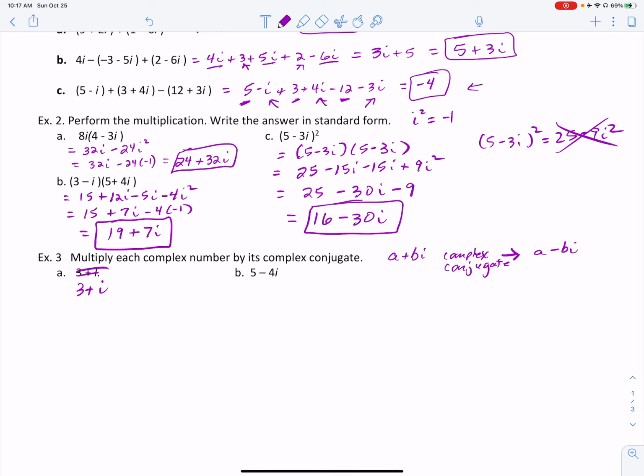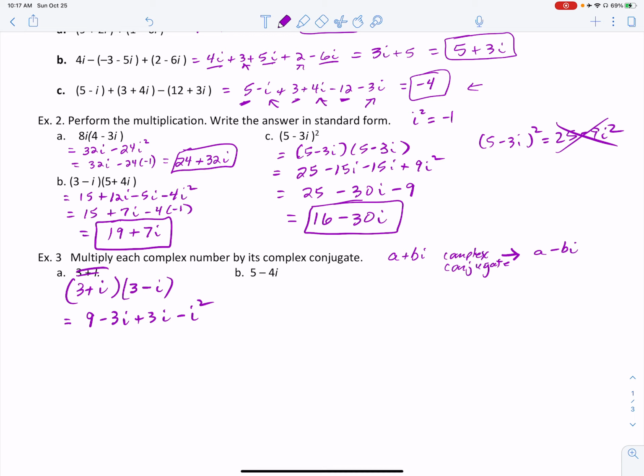The first term stays with the same sign, but the imaginary part has to switch signs. And so for 3 plus i, the conjugate is: leave 3 with the same sign, but change the imaginary part and have it have an opposite sign. And then as you multiply this out, you get 9 minus 3i plus 3i and a minus i squared.